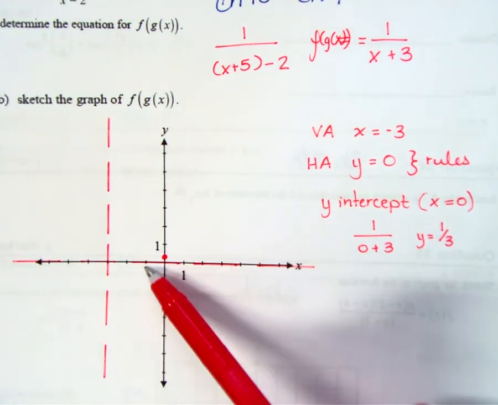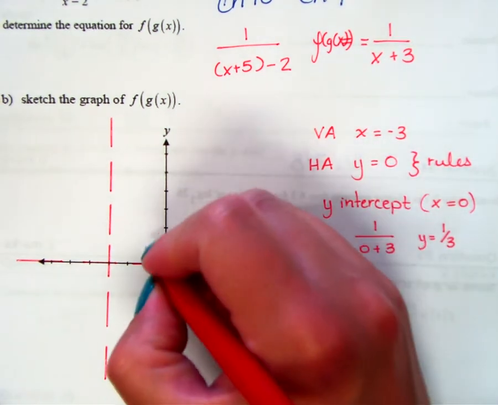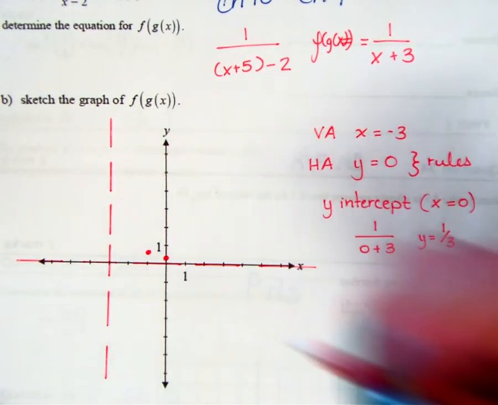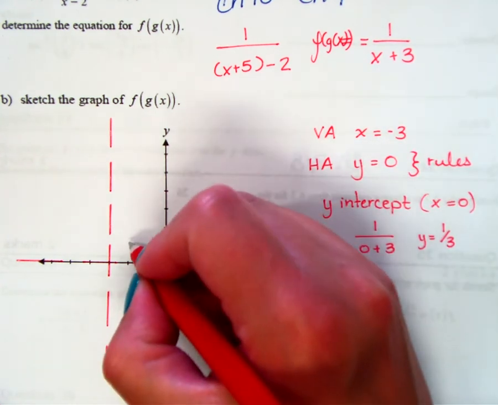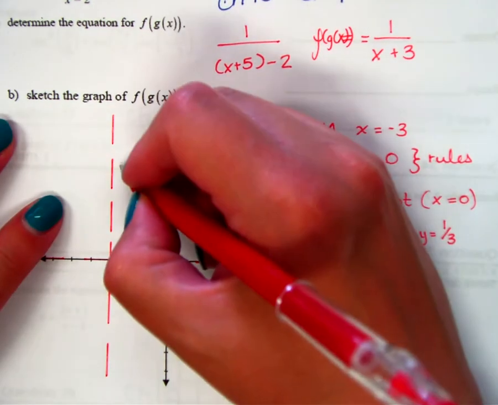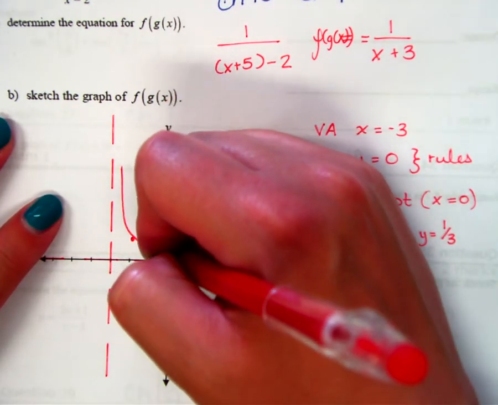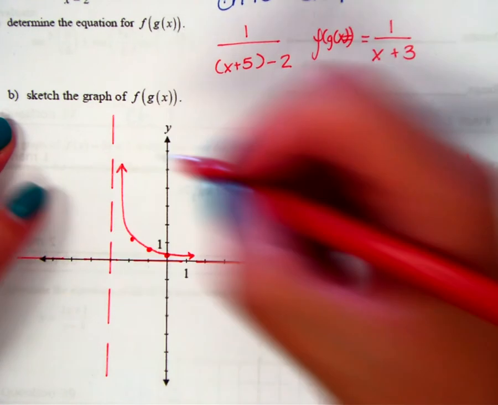I'd probably pick a -1. If I put -1 in there, I'm at a half. If I put a negative 2 in there, I'm going to be at positive 1. So we just need to see that trend. And we know that we are going to approach the asymptotes, but we're never going to touch them.